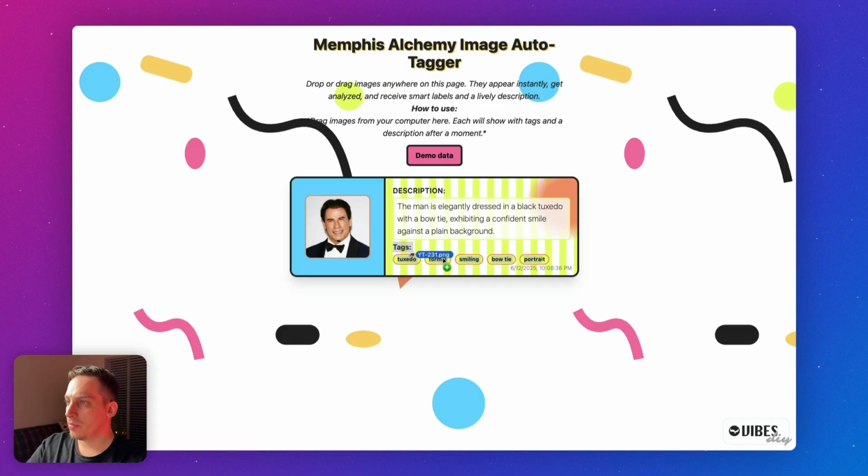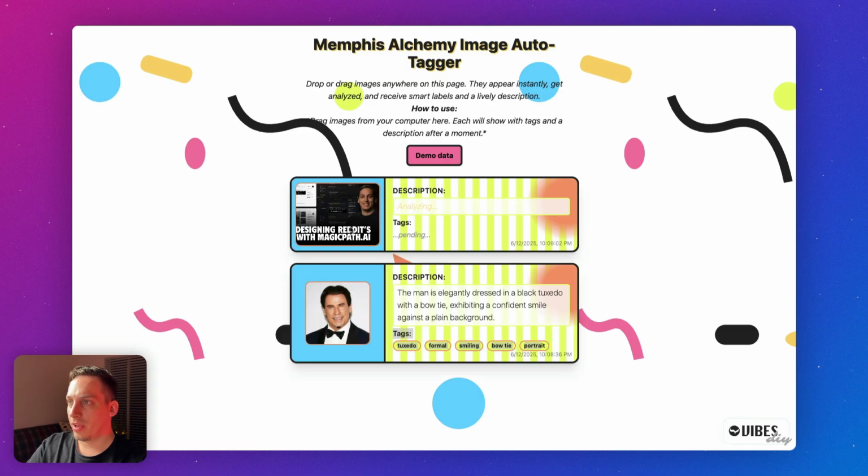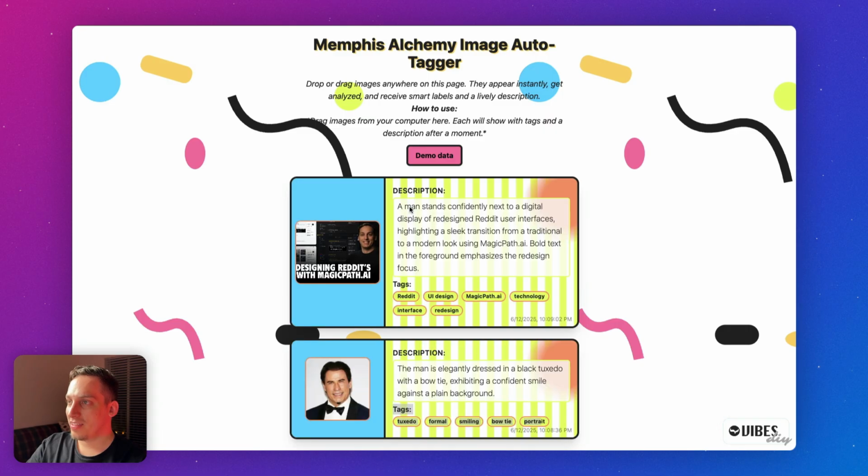Maybe like one of my YouTube thumbnails. Just drag it in here. Okay, then we get myself. This is going to be a little bit harder. A man stands confidently next to a digital display of redesigned Reddit user interfaces. Okay, that's pretty good, right? And talks about the different things, and it gives us tags based on what it's analyzing.